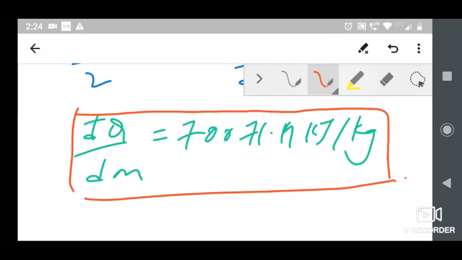This question was asked in 2012, a 7 marks question. Hope this solution is clear with a simple one.